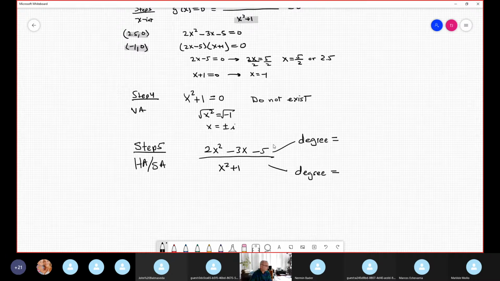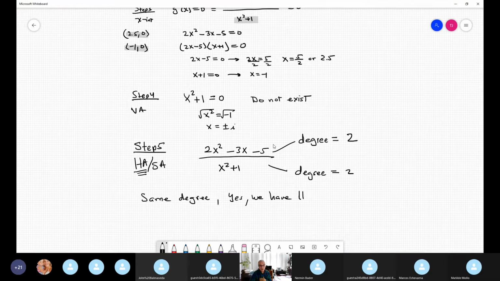What is the degree of the polynomial in the top? 2. What is the degree of the polynomial at the bottom? 2. And when you have the same degree, do we have a horizontal asymptote or not? You need to remember this. So we have two conditions in which yes, we have. The answer is yes, we have a horizontal asymptote.